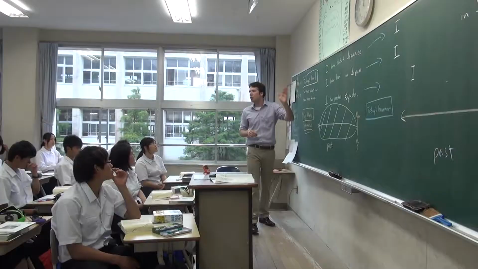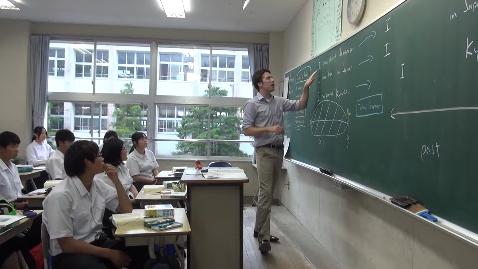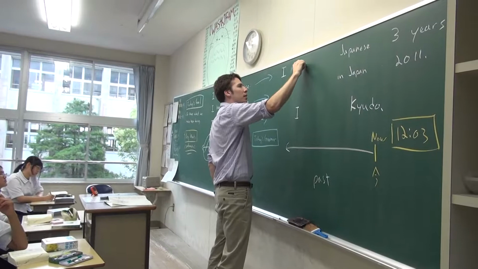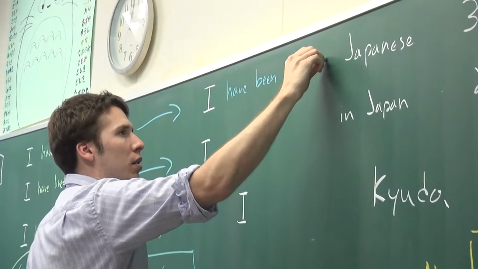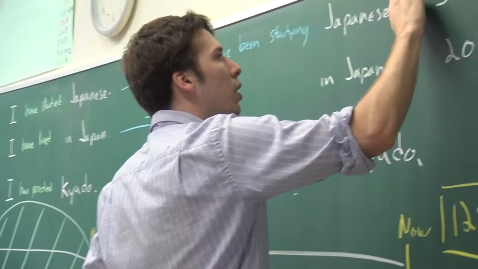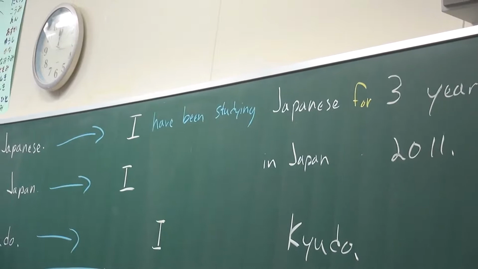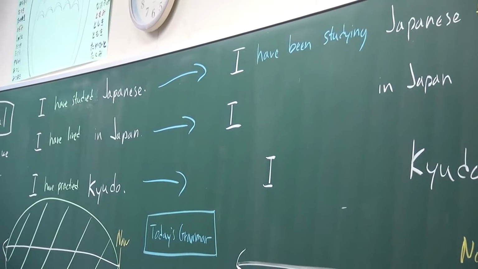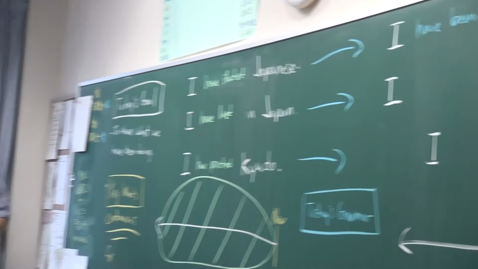Let's change these actions into continuous actions. So our first sentence, I have studied Japanese, would change to, I have been studying Japanese for 3 years. So I have been studying, taking notes, right? I have been studying Japanese for 3 years.